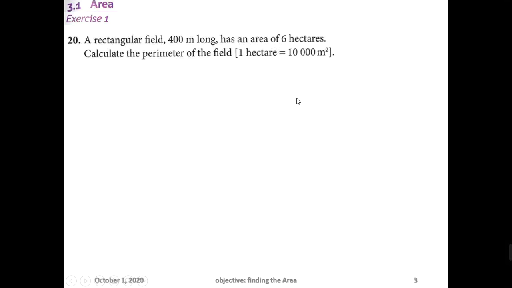Or you can think of it, we're converting from hectare to meter squared. From a greater measurement unit to a smaller measurement unit, we multiply.